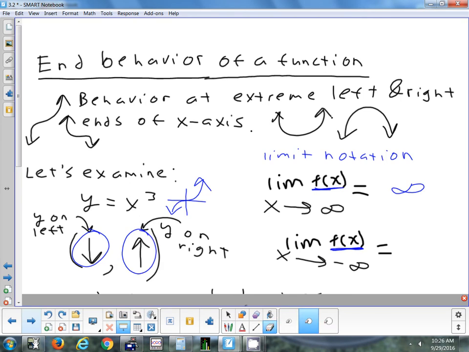Yep. So the way you pronounce this is you say the limit of f of x as x approaches infinity, and the limit of f of x as x approaches negative infinity.